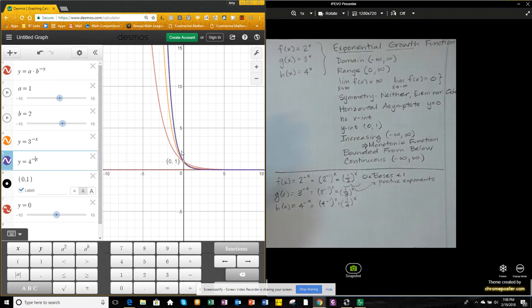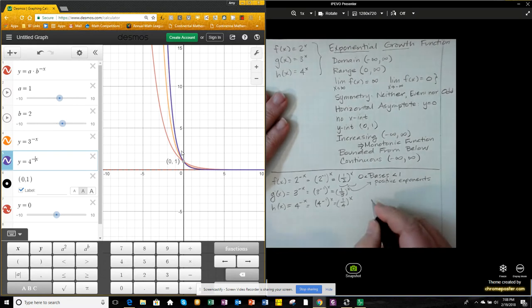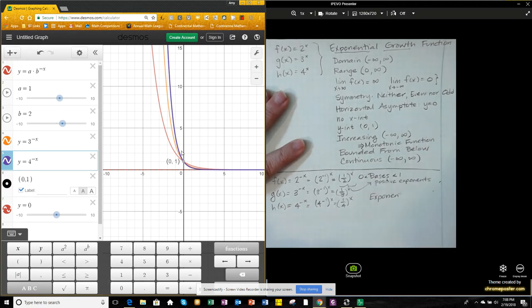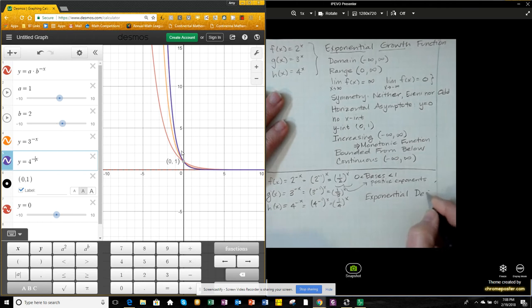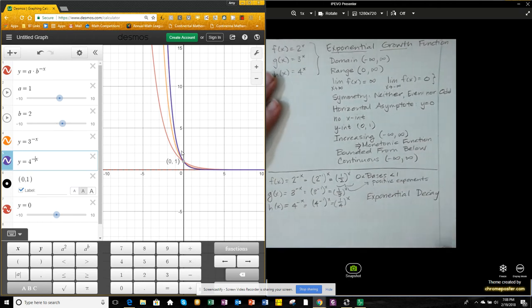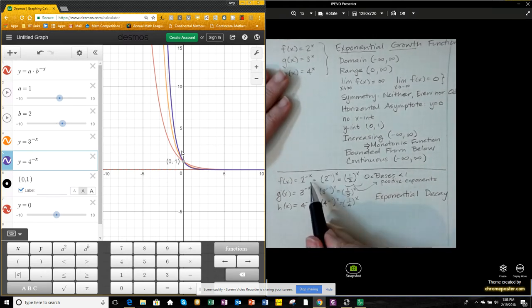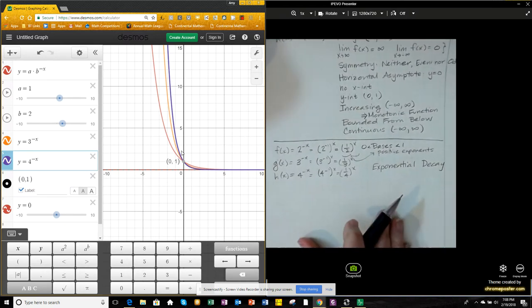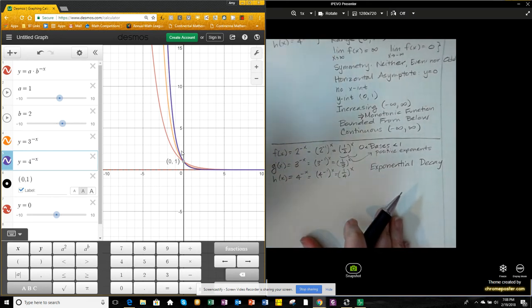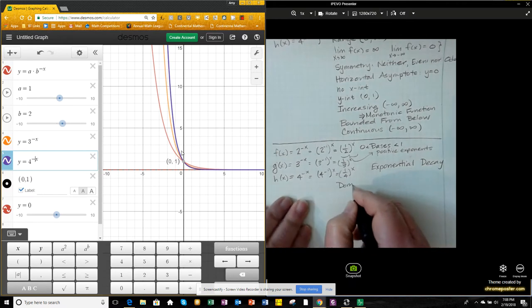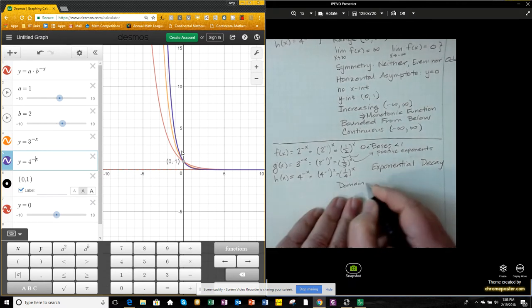You see, what's happened now is these functions here are called exponential decay functions, which means they have flipped and now they're reflected across the y-axis. All right. Similarly, their domain and range are the same.